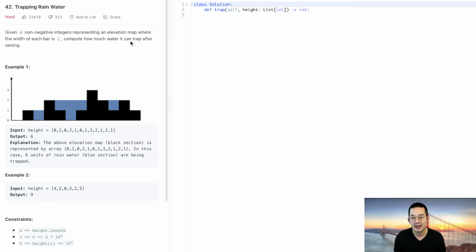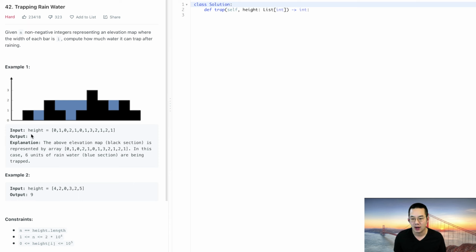Hello everybody, today we'll be doing trapping rainwater. Given n non-negative integers representing an elevation map where the width of each bar is 1, compute how much water it can trap after raining.